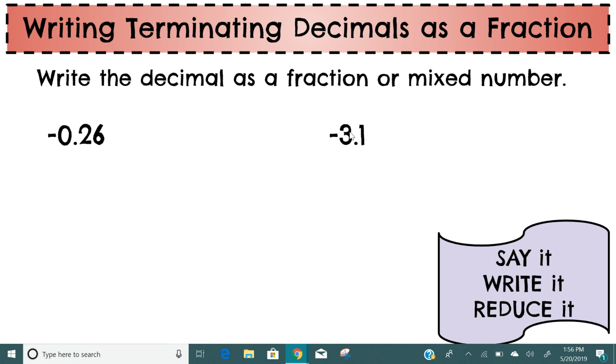For the second example, negative 3.1, I would say it as negative 3 and 1/10. So to write that, I would write negative 3 with a fraction of 1 over 10. I can't reduce it, so that's my final answer.